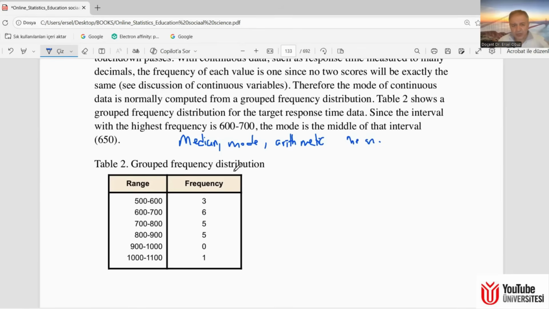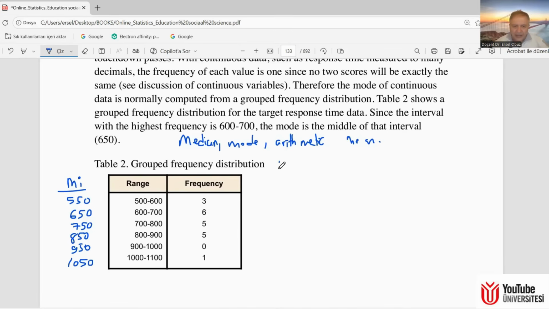You see, in a grouped frequency distribution, you have the lower value and upper value. So what you do is you find the midpoint. 500 plus 600 divided by 2, 550. 600, 700 divided by 2, 650. 700, 800 divided by 2, 750. 850, 950, and 1050. Okay, so you have the m_i values and the frequency values.